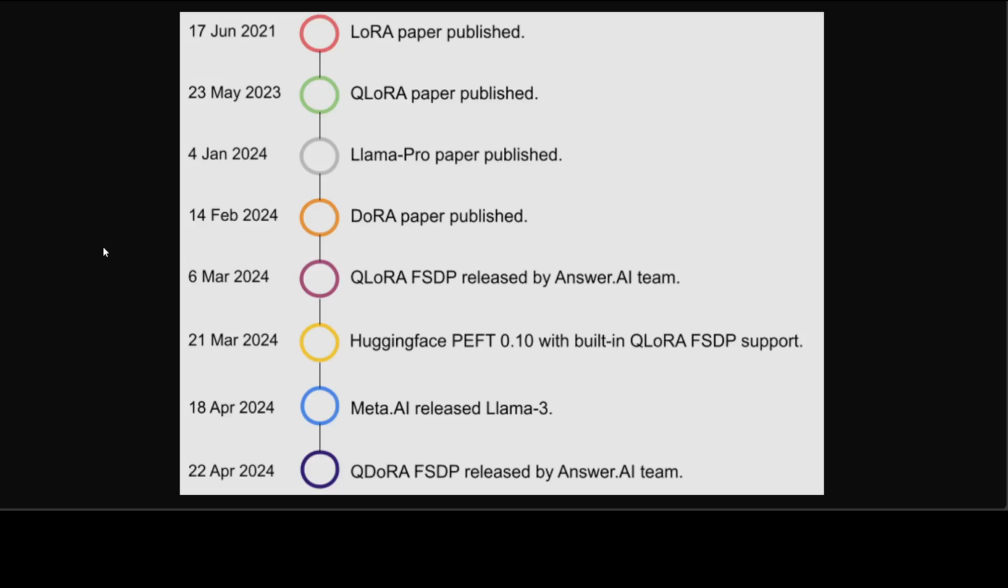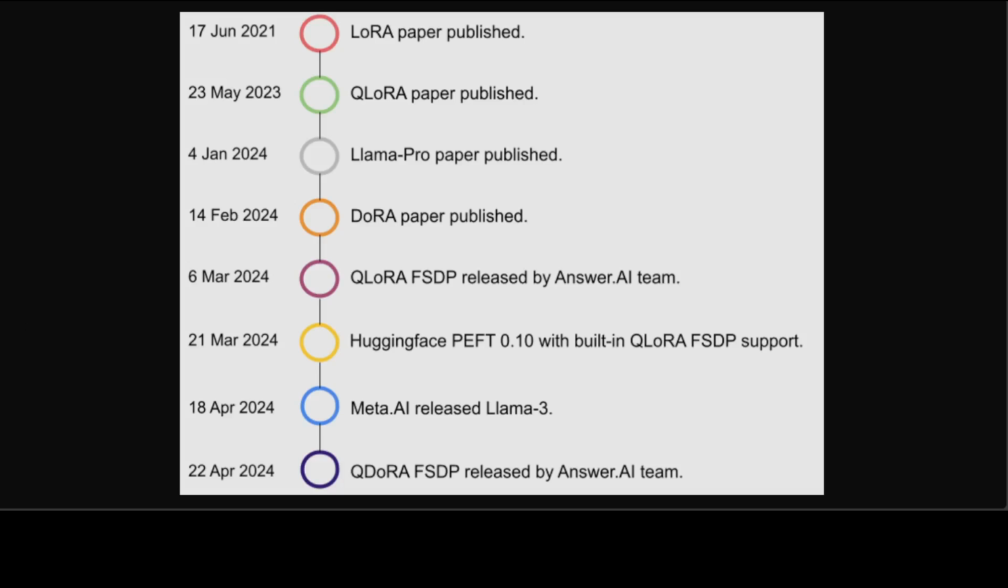Now, if you look at this diagram, fine-tuning has evolved a lot over the last couple of years. We had low rank adaptation, then quantized low rank adaptation, and then the Llama Pro paper was published, and then you can see a plethora and flurry of innovation, where we had DoRA, QLoRA, FSDP, Hugging Face parameter efficient fine-tuning, and then just last week Meta released Llama 3, and now Answer.ai has released this QDoRA FSDP, which is simply amazing.